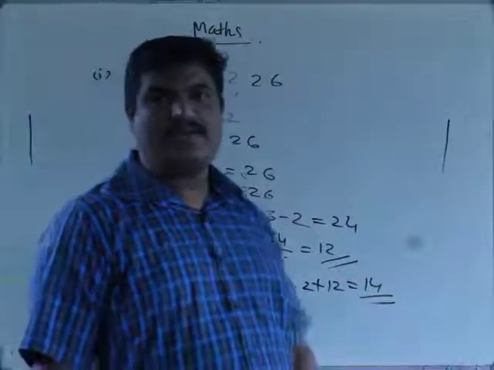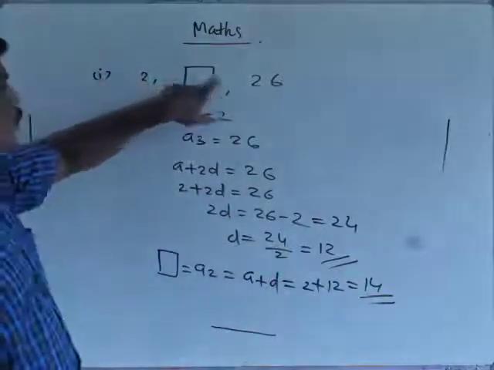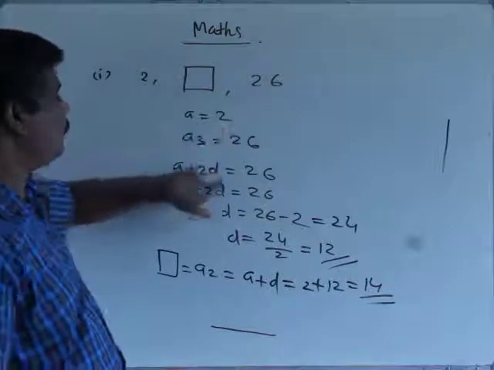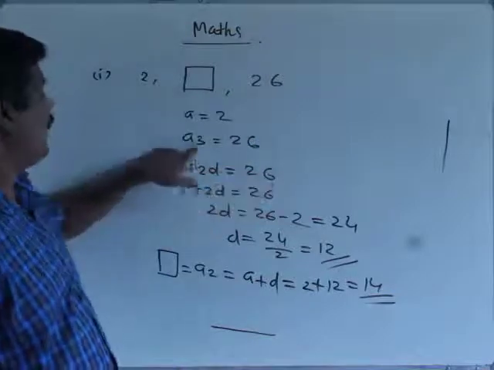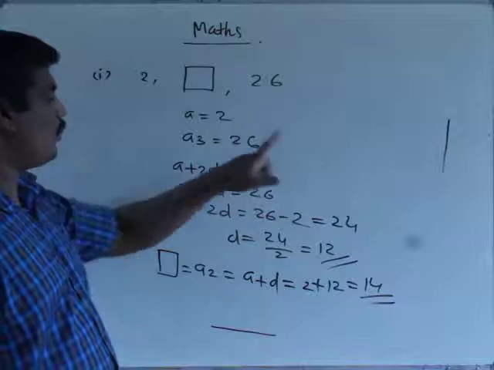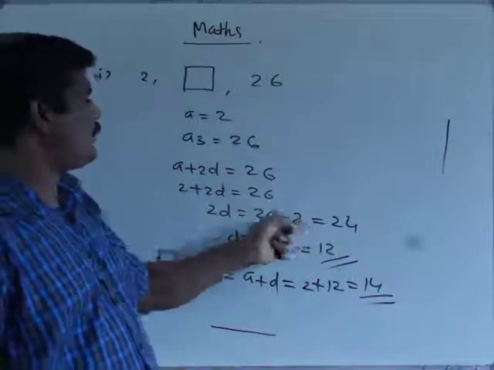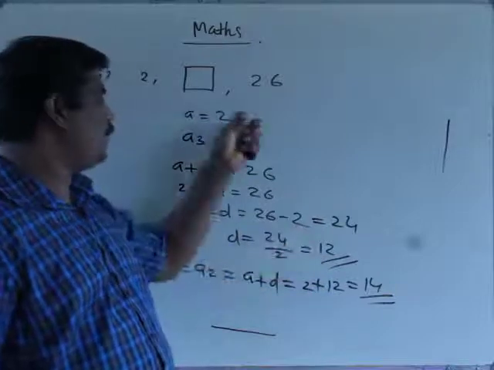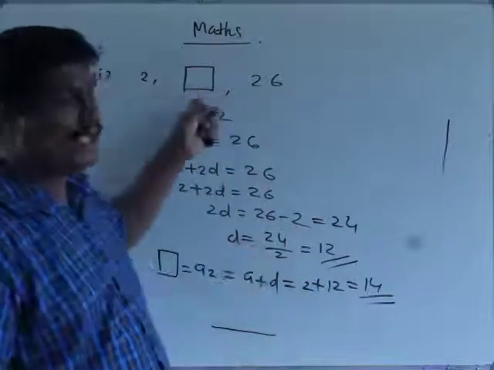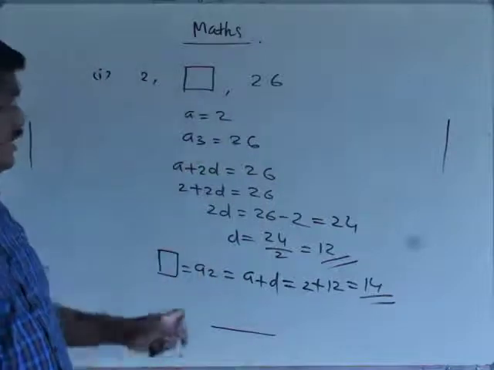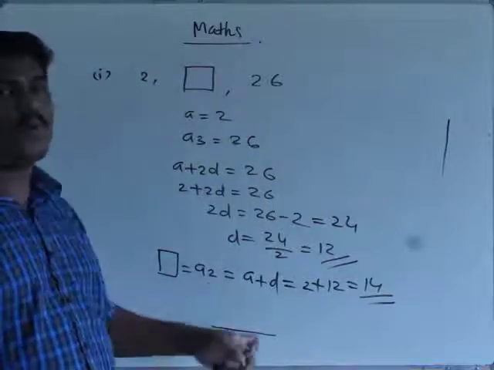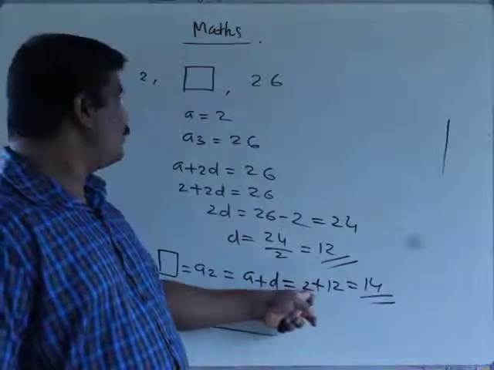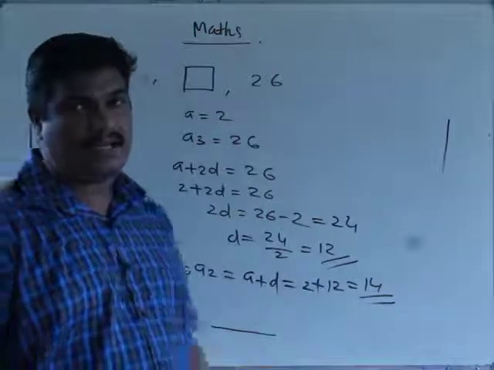Clear? Any doubts? So 2, box, 26: A3 is 26, and A3 expressed is a plus 2d equal to 26. Then 2 plus 2d equals 26, 2d equals 26 minus 2, 24, then d equals 24 by 2, 12. So a is 2 and d is 12. We need to find the second term, the box. The formula is a plus 1d, so a plus d, 2 plus 12. Okay, clear? Second question.